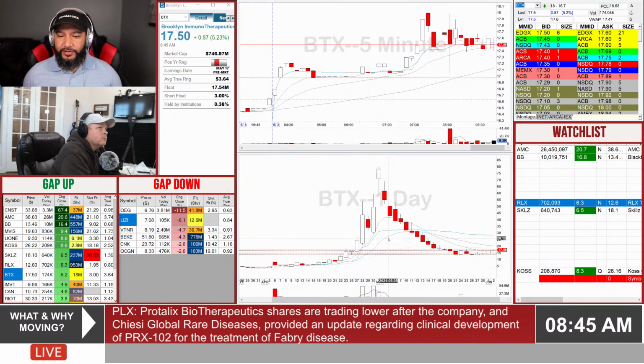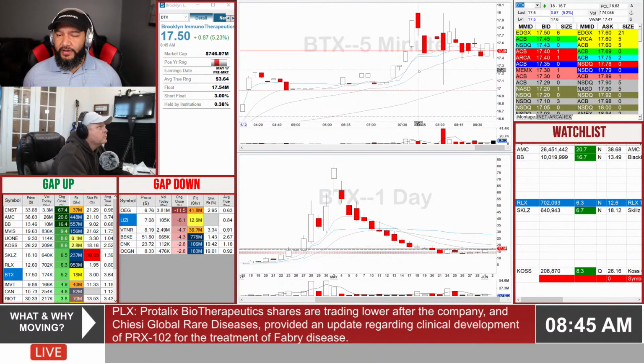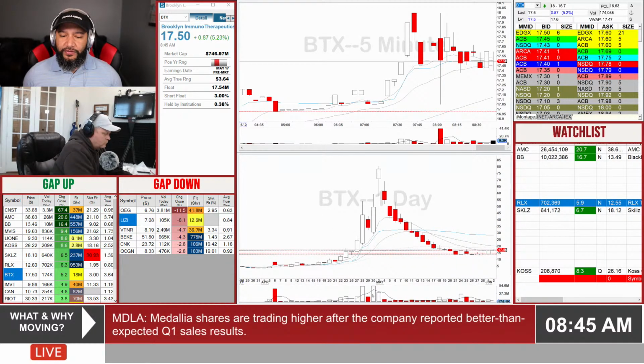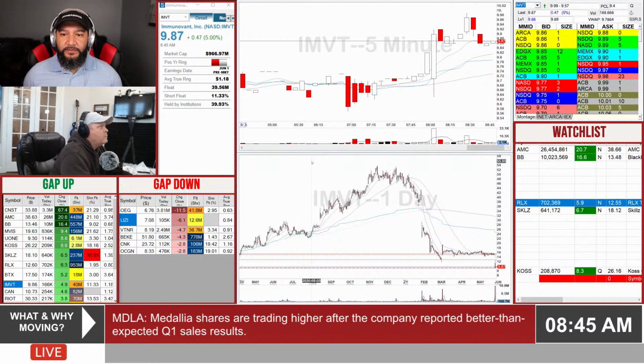BTX, 18 million, so a little bit on the lower side, and it does not look great pre-market right now. It is up 5.2. Ran nicely in early May, looks like, and in March as well, in April, excuse me. But for the most part right now, not looking all that great. We'll skip on it.